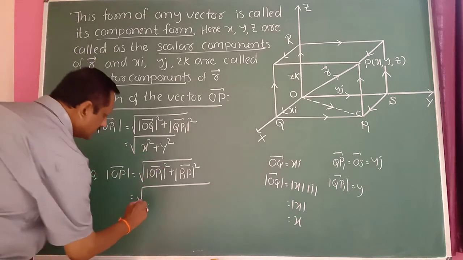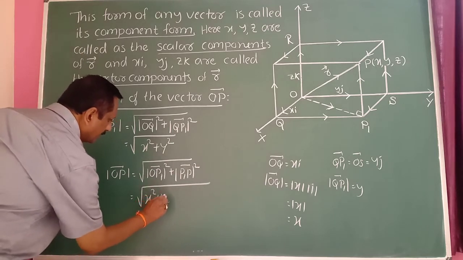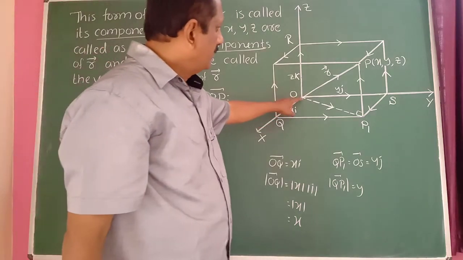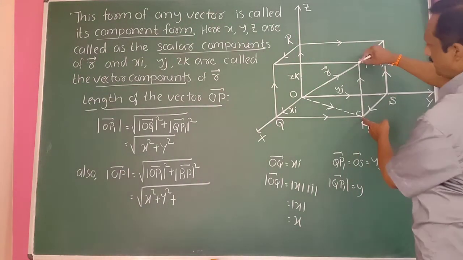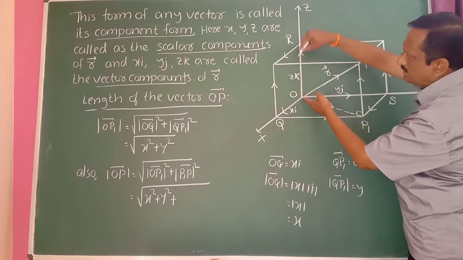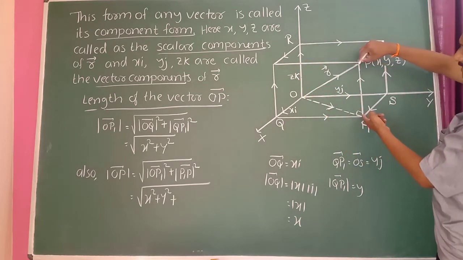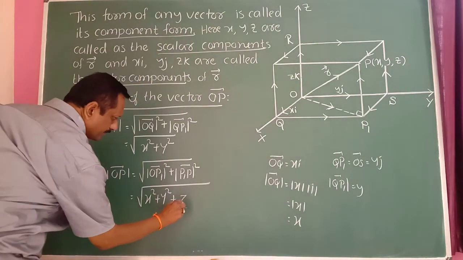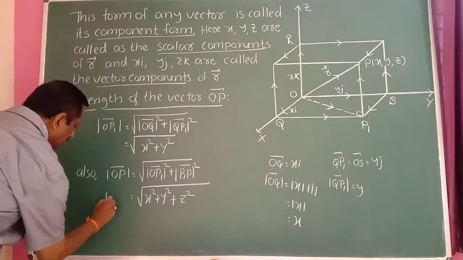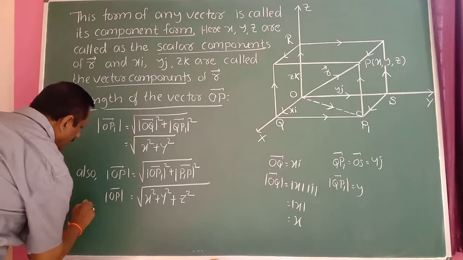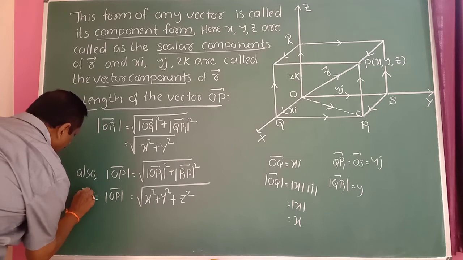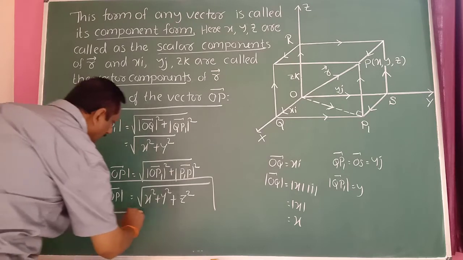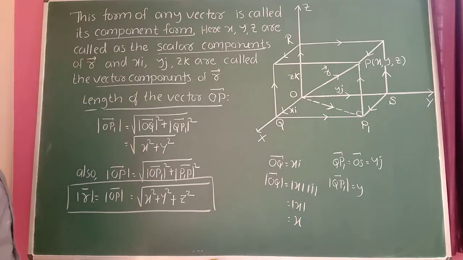Square root and square cancel. Remaining is x square plus y square, then plus P1P square. Here this P1P is parallel to this vector. If this vector is z, then this is also z, so it is z unit. Hence this becomes z square. Therefore, modulus of OP bar, or you can take modulus of R bar also, is root of x square plus y square plus z square.